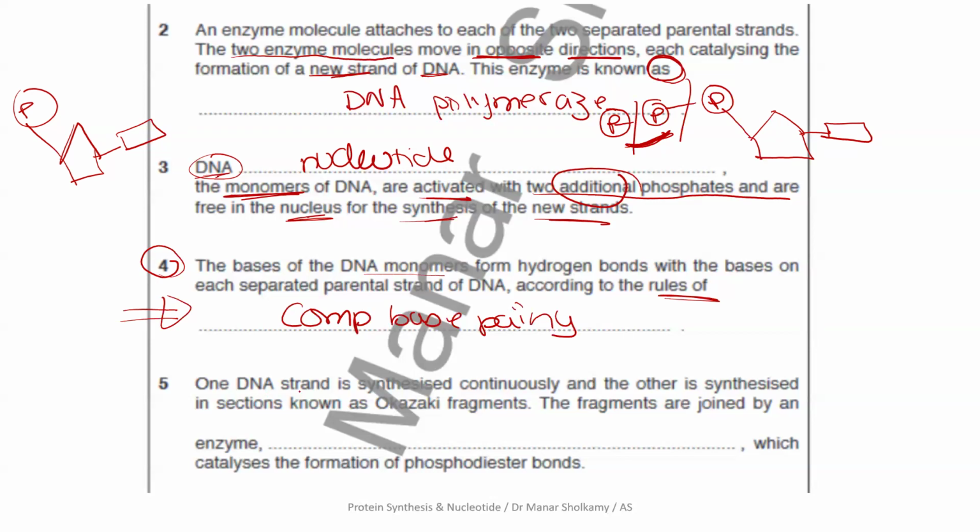Okay, Adham. One DNA strand is synthesized continuously, and the other is synthesized in sections, known as the Okazaki fragments. The fragments are joined by an enzyme. Which enzyme? DNA polymerase enzyme. No, the DNA ligase enzyme. Yes, the DNA ligase enzyme, which catalyzes the formation of the phosphodiester bonds.